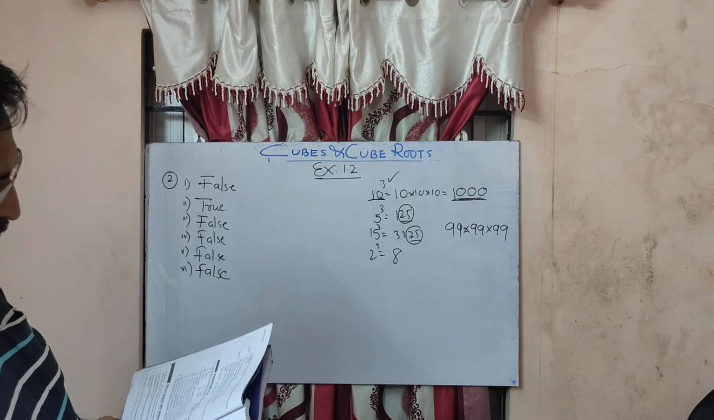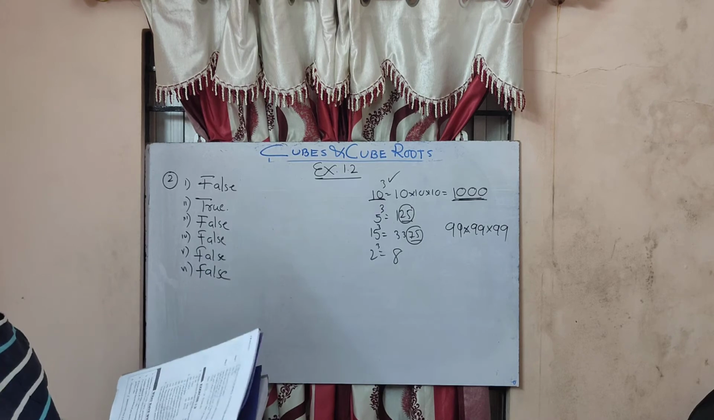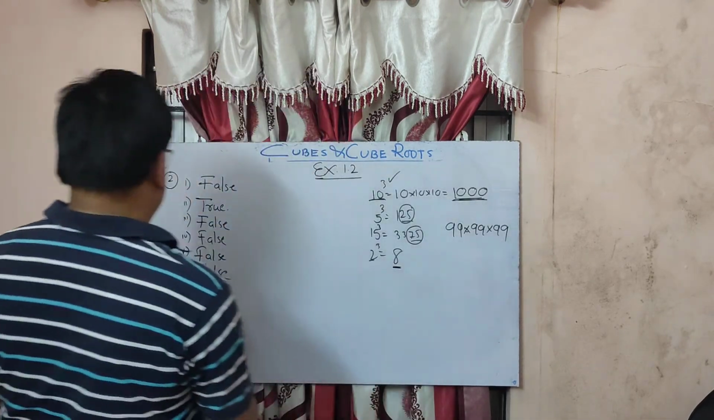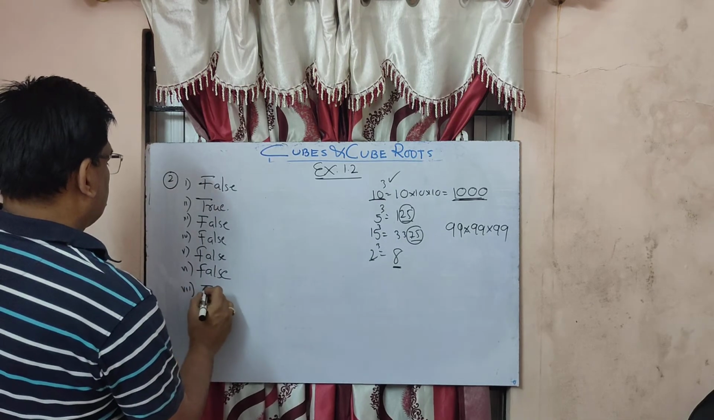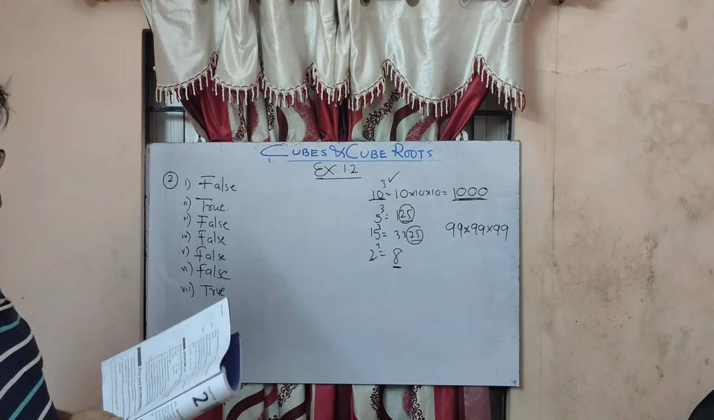Now the seventh one. The cube of a single digit number may be a single digit number. Yes, it is true.